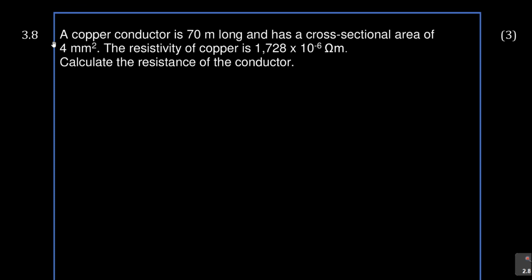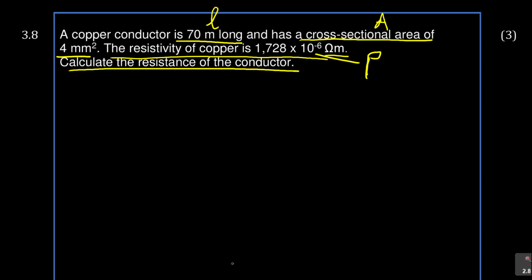Next one. A copper conductor is 70 meters long. See now, length, and has a cross-sectional area of 4 millimeters squared. What is that cross-sectional area? A. The resistivity of copper is this. This is in ohm meters. The units are already in the right form, ohm meter, but this is resistivity, which is your P. Calculate the resistance of the copper conductor.